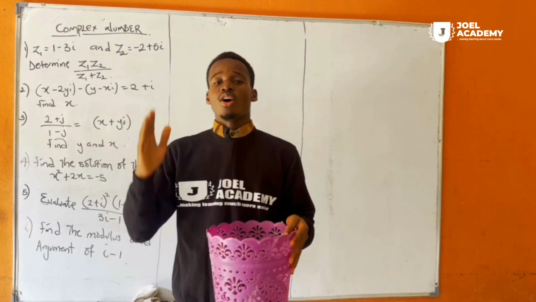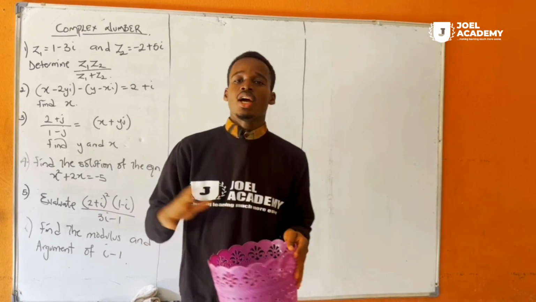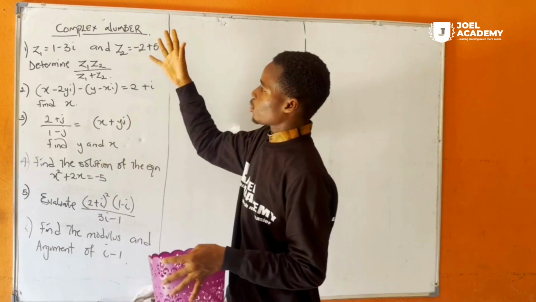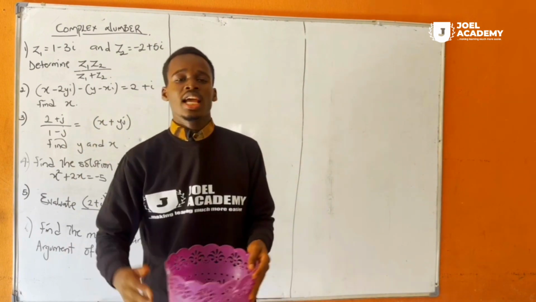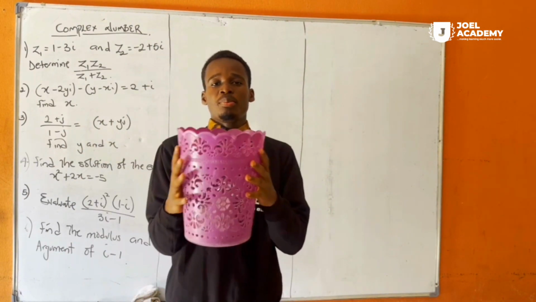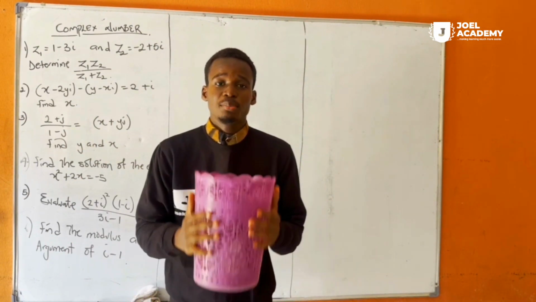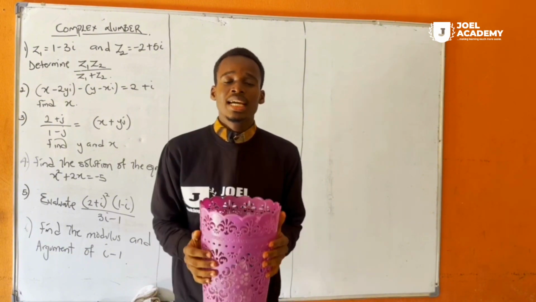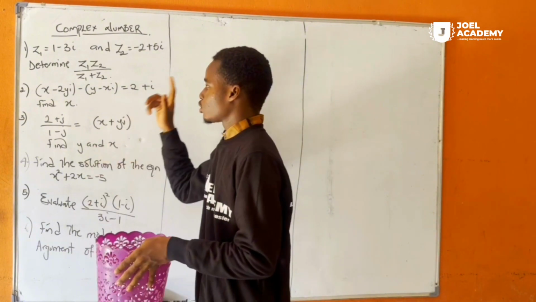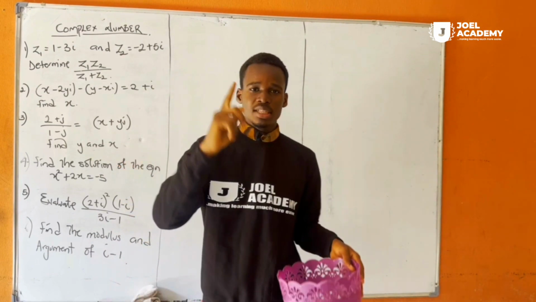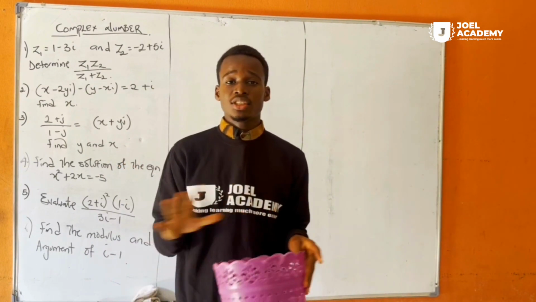On this episode of Dual versus Catanosis, we'll be solving complex number questions from number 1 to 6, and we'll be picking questions from this mystery basket. Any one we pick at random, we get to solve it. So I believe it's going to be an amazing ride.